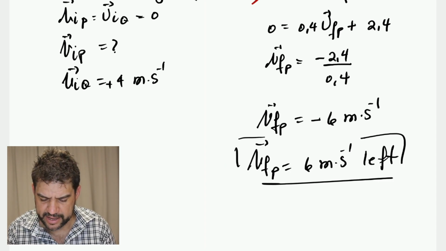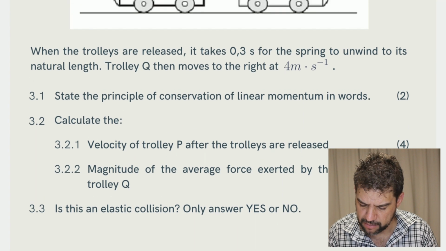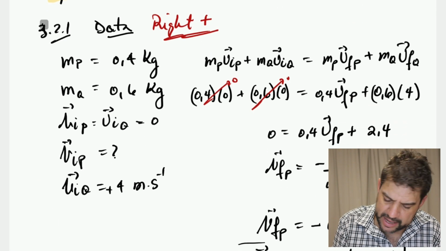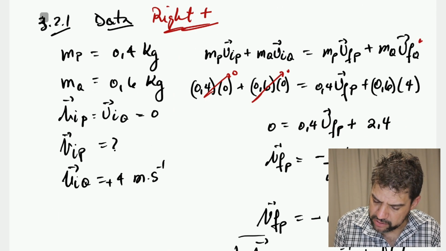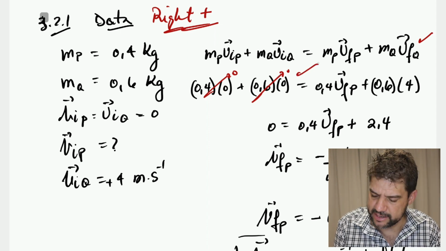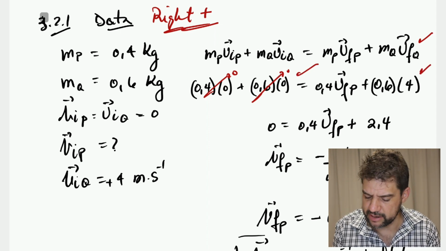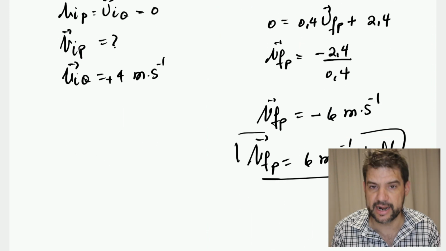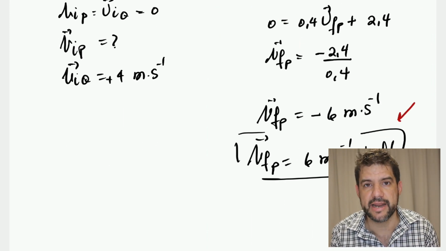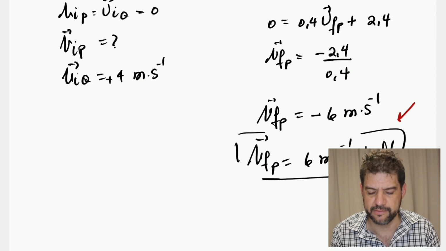Marking wise, they gave you in this specific question 4 marks. So it's 1 mark for applying the law, 1 mark for the substitution on the left hand side, 1 mark for the substitution on the right hand side, 1 mark for the final answer. If the direction is not there, you do not get the mark.